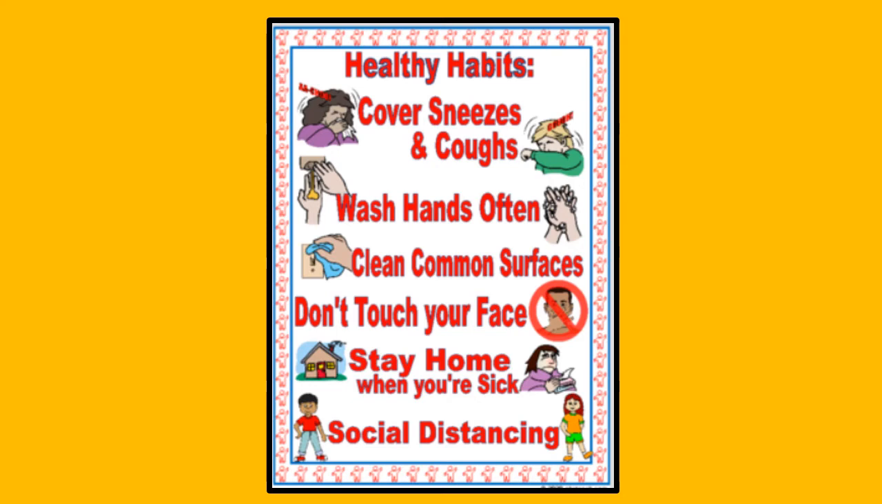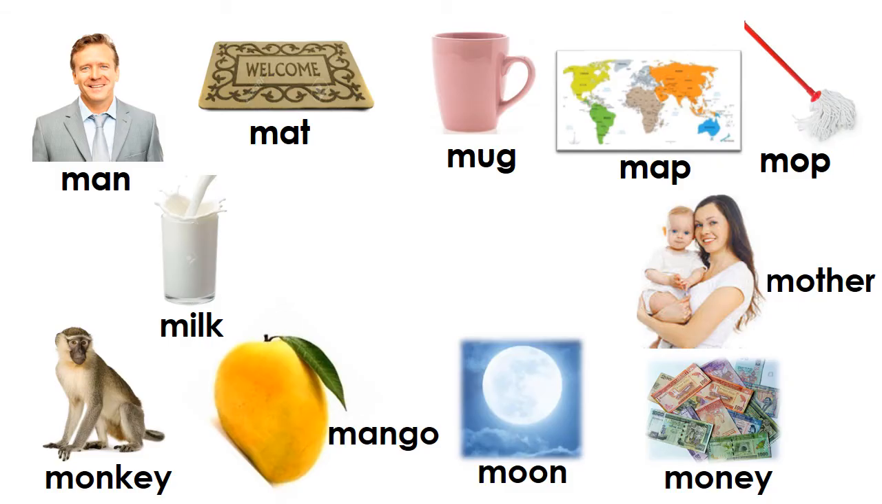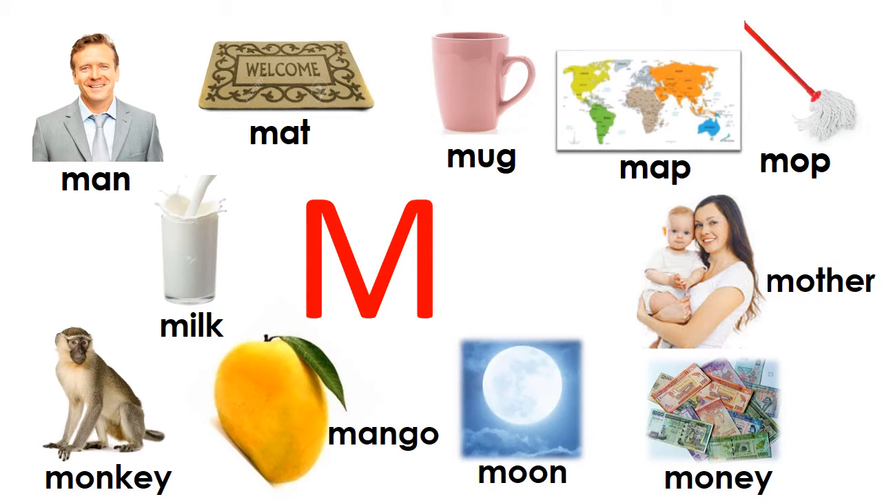Okay, then children, now it's time to get back to our lesson. Alright kids, let's recall our last time letters before we start today's lesson. Last time we learned capital M, and simple M. Capital M, simple M. Here you can see the pictures that begin with letter M.